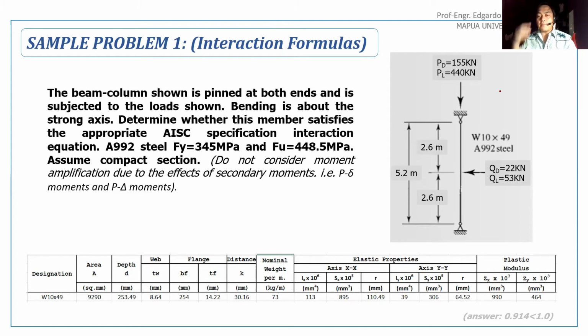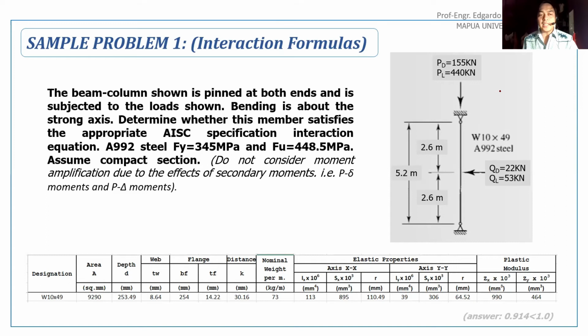Then at the same time, at the mid-span, the full span of the member being 5.2 meters, there is a lateral load, Q. Okay, so Q dead load is 22 kilonewtons and the Q live load is 53 kilonewtons naman. The member is W10x49, A992 steel is being used. The properties of the W10x49 were shown in the table below, which was taken from the steel manual. And for A992 steel, its Fy is equivalent to 345 megapascal and its Fu is 448.5 megapascal as given in the problem.